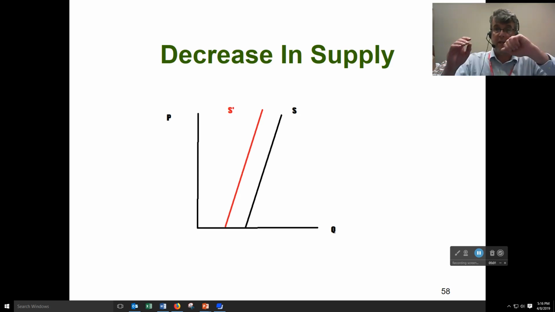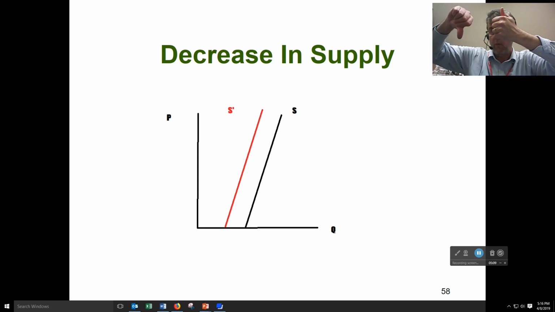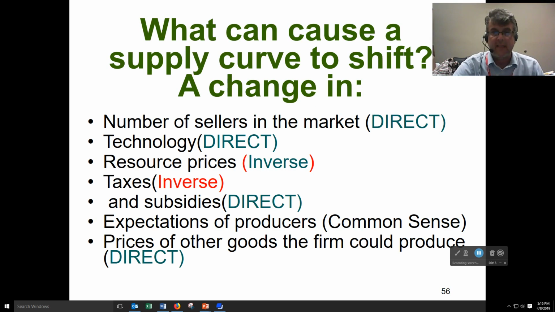Okay, so there's an inverse relationship between resource prices, say wages, and output. If wages go up, supply goes down. If wages go down, supply goes up. The next thing we have here are taxes. There's an inverse relationship between taxes and supply.